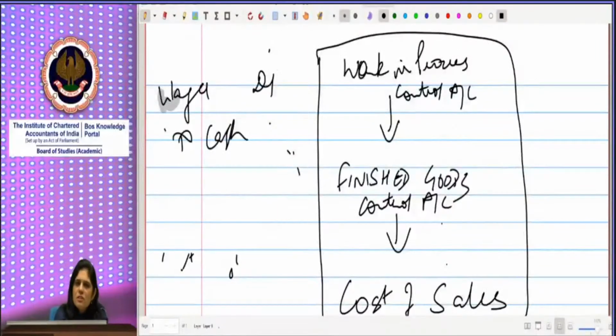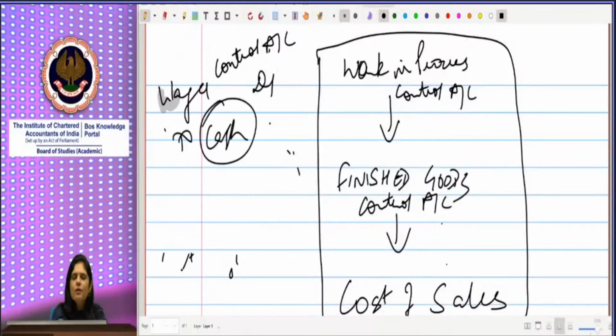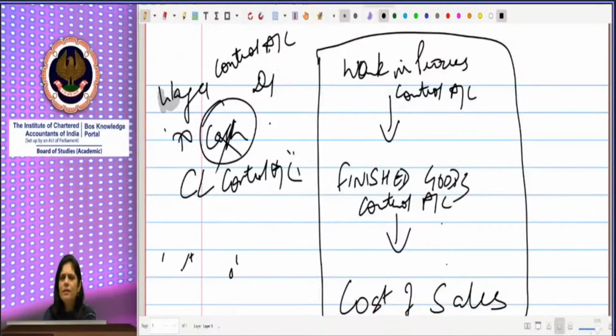Now here wages will be converted into wages control account. So wages will remain wages, but we will just add the wages control account debit to cash. We cannot use cash because it's a financial term. Now, in place of cash, what should we use in cost accounting? We will use that term which will complete the double entry: cost ledger control account or general ledger adjustment account. Any term you can use. All right. So cost ledger control account will be used in place of cash.